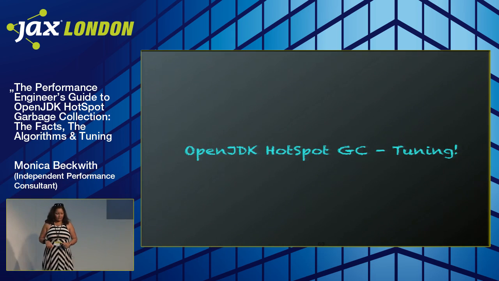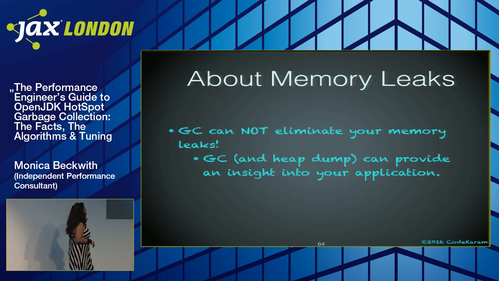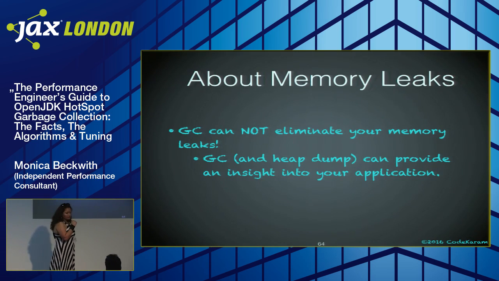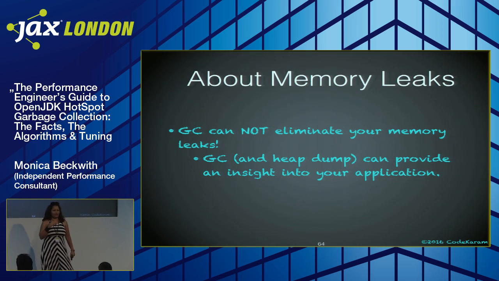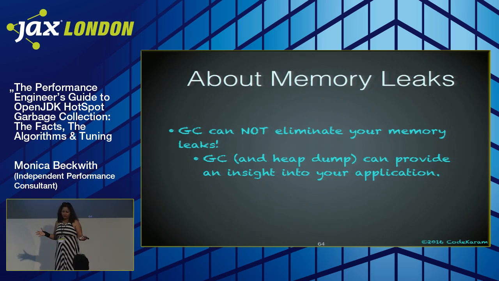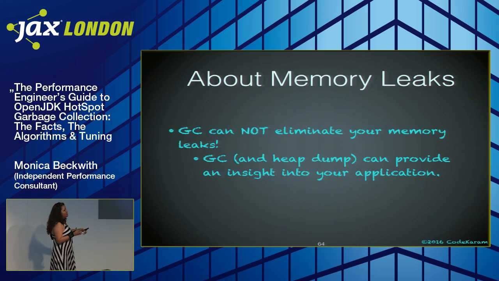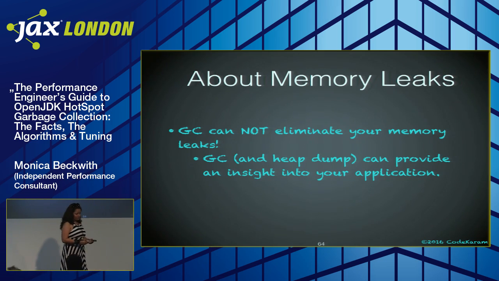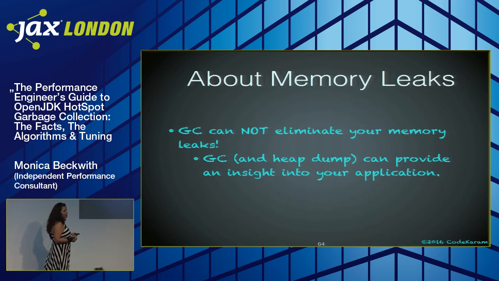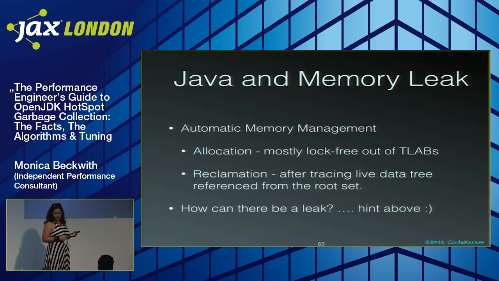Okay, so we'll talk about tuning. The first is memory leaks, okay? A fact is GC cannot eliminate your memory leaks. If your application has a memory leak, GC is not able to fix it. GC is just helping your application do the allocations, right? It's trying to give you an area, and then it maintains that area. If you somehow manage to have a memory leak, and I'll talk about how memory leaks can happen, then GC cannot help you. But GC can help provide an insight into what's going on. Where's the memory leak? And we'll talk about that.